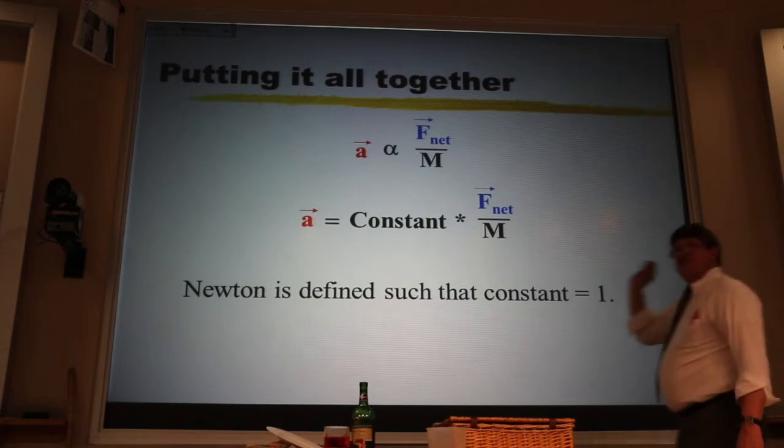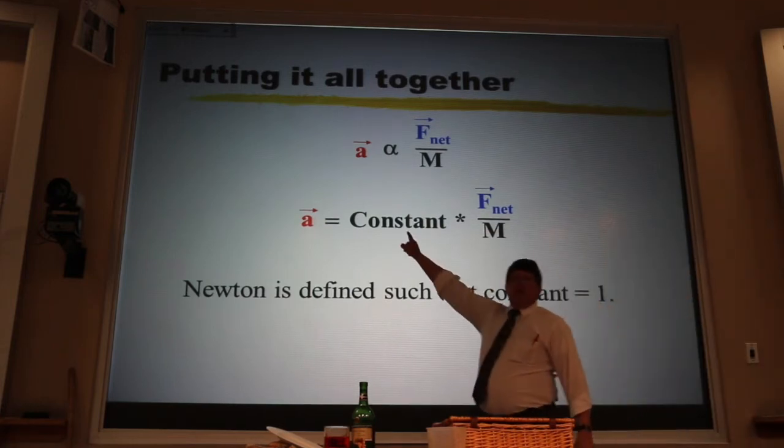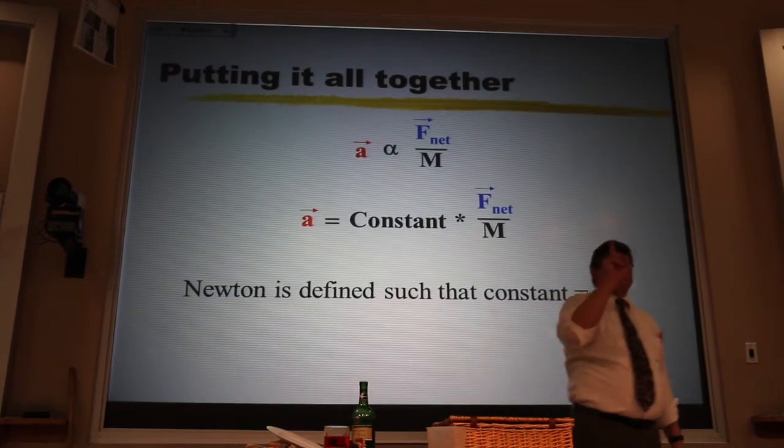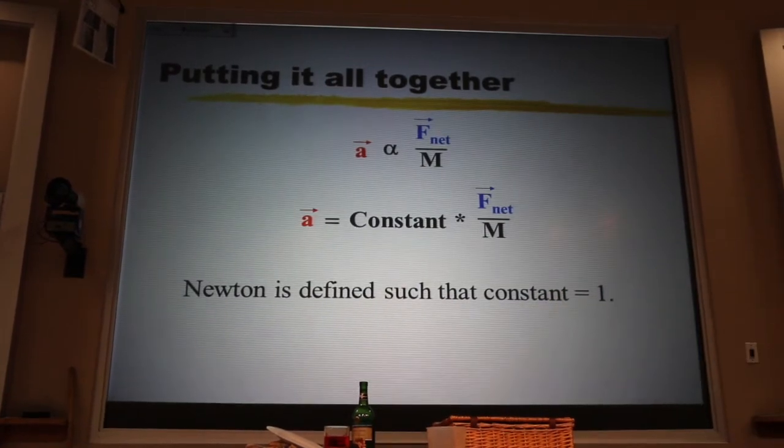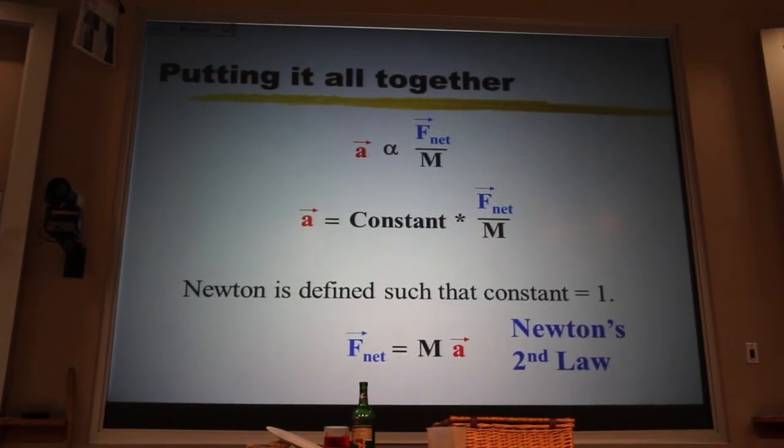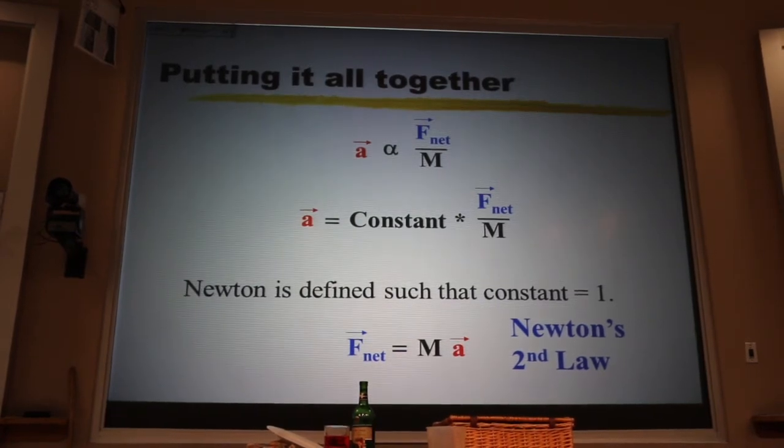And the newton is just the right size to make that constant equal to 1. And that makes the equation so much simpler. The equation then looks like that. And we call that Newton's second law. Now, the way I would like you to read that is a net force causes a mass to accelerate.